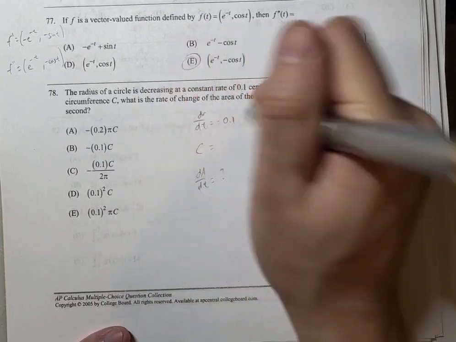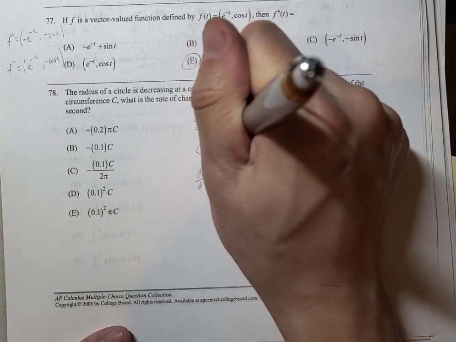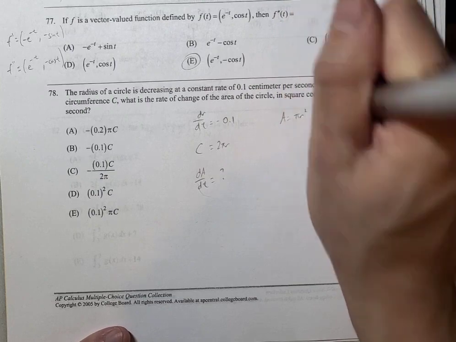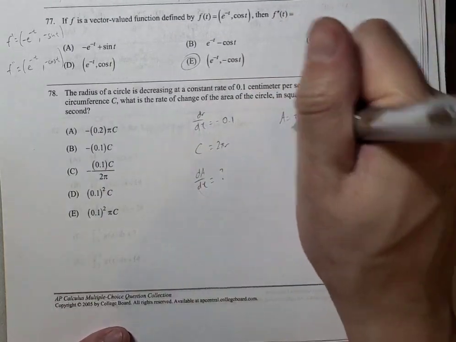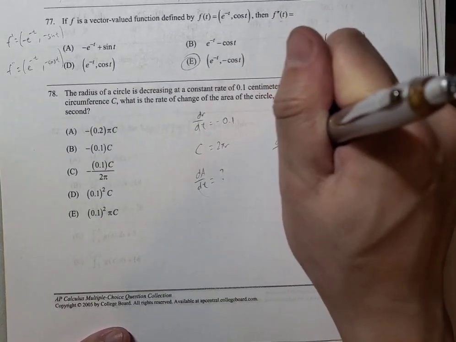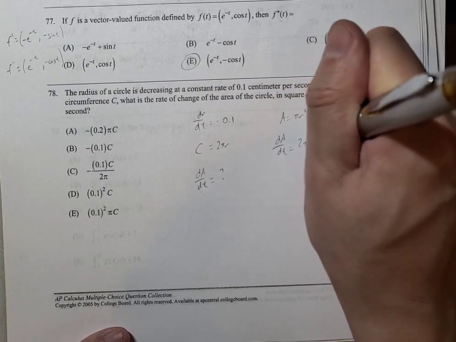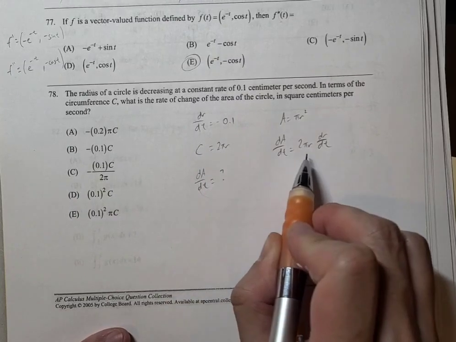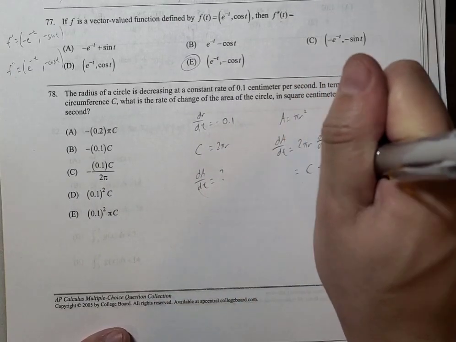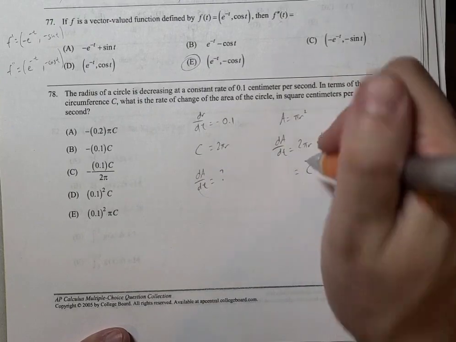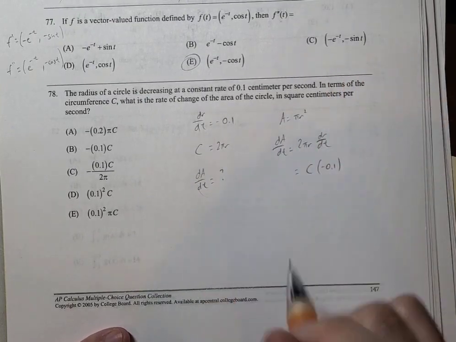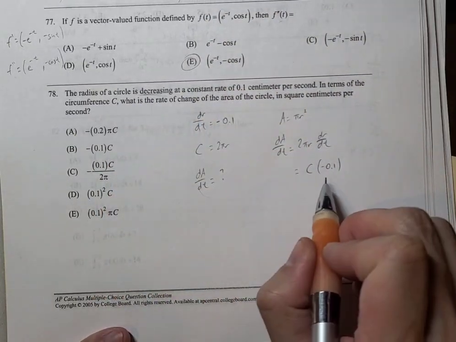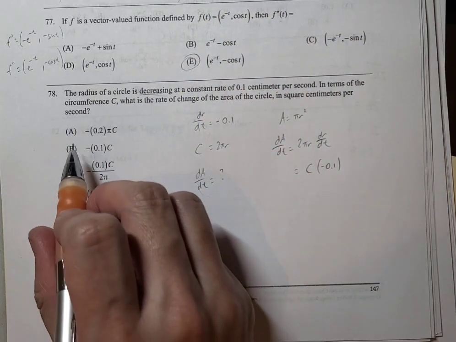What is C in terms of the radius, circumference? 2 pi r. What's area in terms of the radius? Area is pi r squared. This is a circle. So we differentiate the area formula. dA/dt is 2 pi r dr/dt. We know C is 2 pi r, so we can replace that with the variable C. What's dr/dt? They give that to us as -0.1. By the way, we put it as negative because it's decreasing. So it's -0.1 times C.